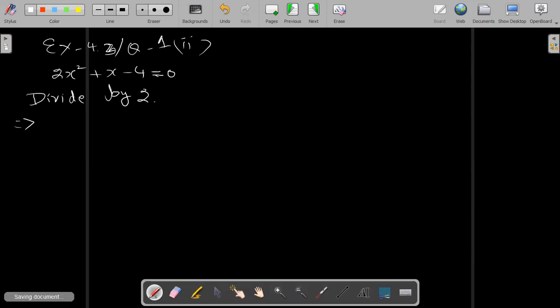So divide by 2. So this will become x square. And here when you are dividing, this will become 1 by 2 x, because the coefficient of x is 1 here, and minus 4 divided by 2. So we get x square plus 1 by 2 x minus 2 is equal to 0. You can simplify if it is divisible.